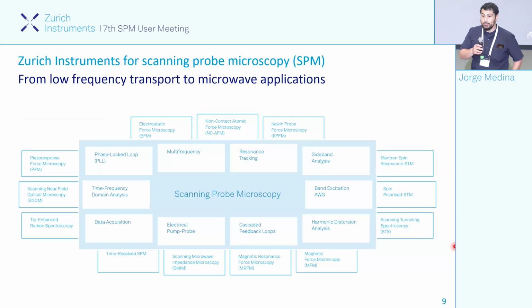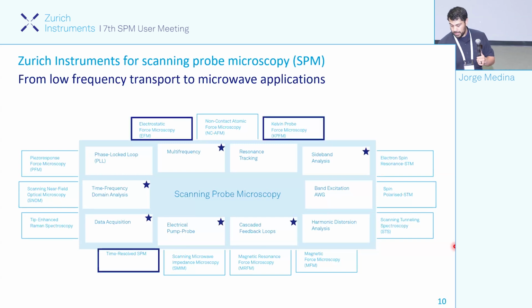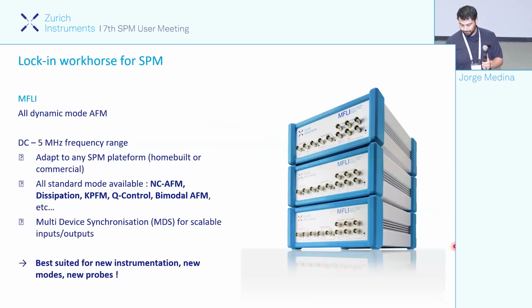So some tools that might be useful for you in scanning probe microscopy are, for example, our instruments can have a phase lock loop. You can do multiple frequencies in one scan. You can do resonance tracking and a few other things. Some example applications are, say, EFM or electrostatic force microscopy, Kelvin probe force microscopy, and time-resolved SPM. And because we have tools like the data acquisition, integrating our device into your setup, whether it's home-built or commercial, is pretty easy.